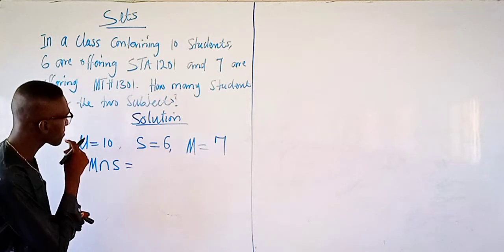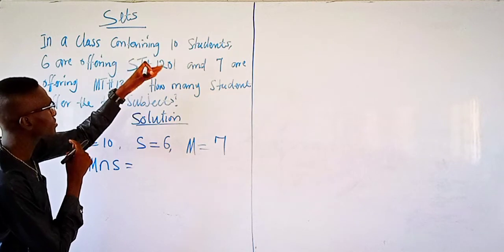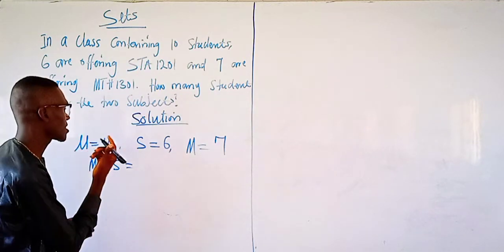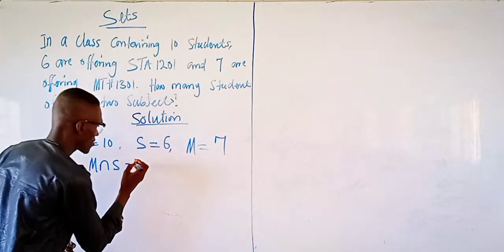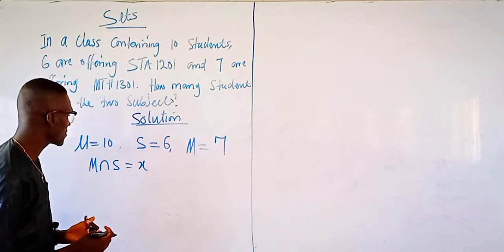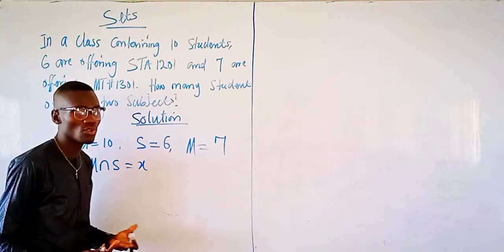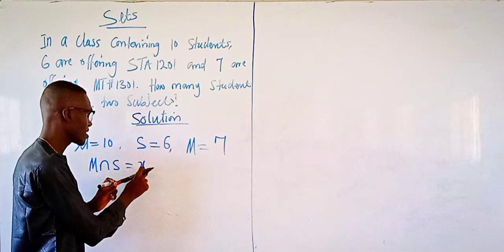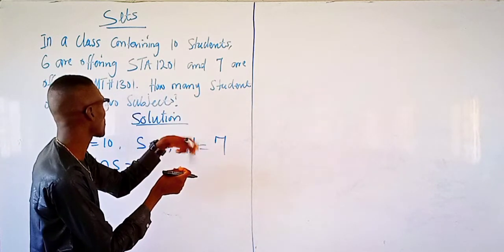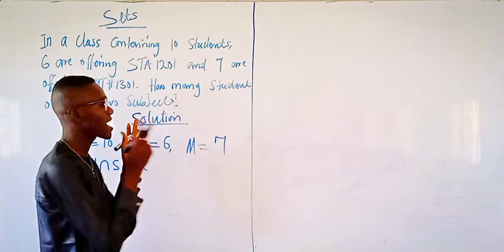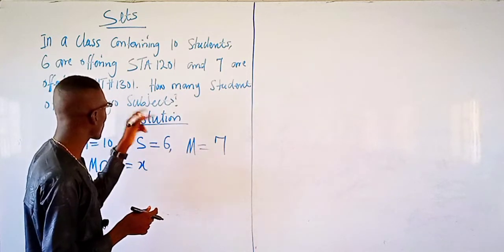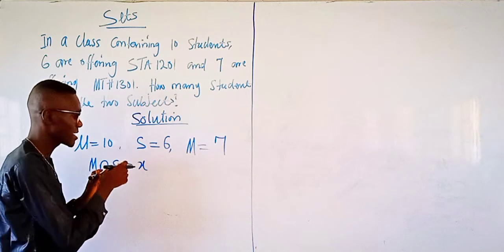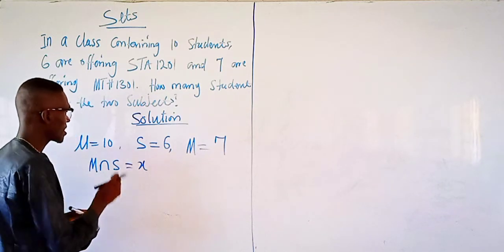So the total number, in the whole of the question, we don't have that number, right? So that means let's just denote it by any letter, which I'll be using X for the sake of this video. That means the intersection, I don't know what it is, right? So if I can calculate the value of X, that means I've calculated what they say I should calculate, because they said how many students offer the two. And the students that offer two, that means it is the intersection, right? So how do we go about that?